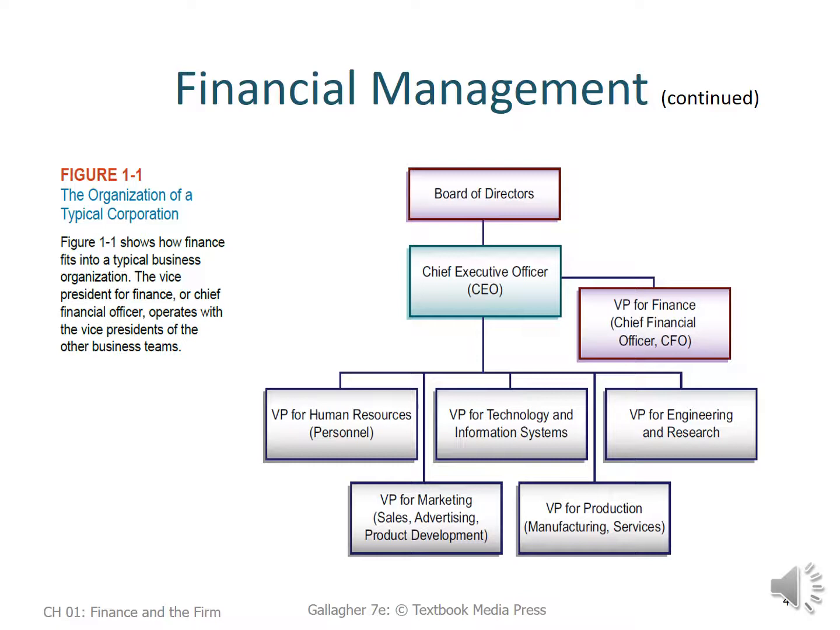Figure 1 shows how financial management is operated. This is a typical organization of a typical corporation, including a board of directors, a chief executive officer, and other VPs in different departments. Figure 1 shows how finance fits into a typical business organization. The vice president for finance, or chief financial officer, operates with the vice presidents of the other business teams.